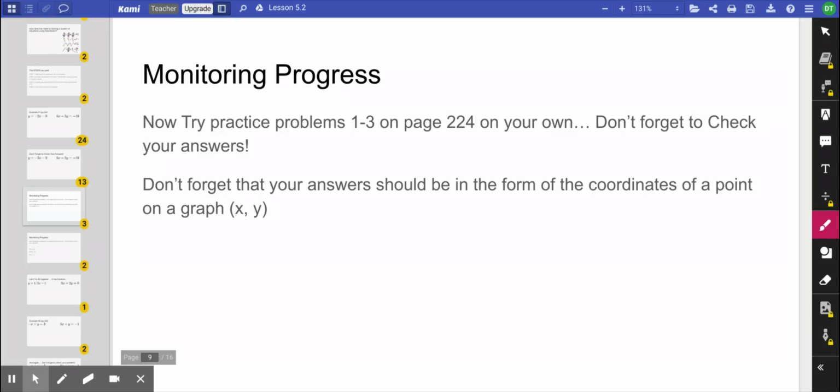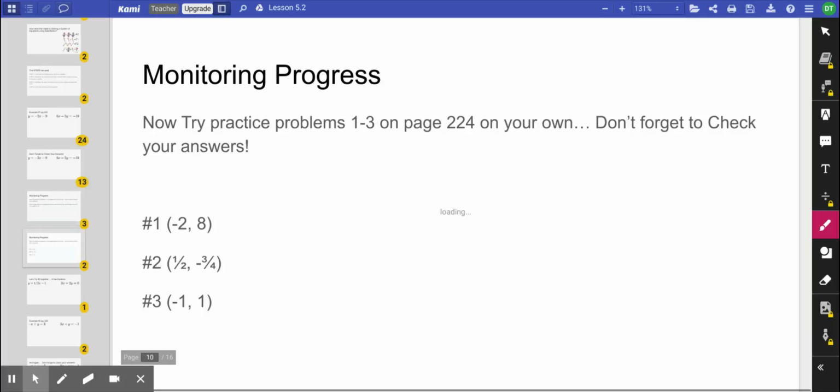All right, welcome back. I hope you took the time to do those practice problems. So what you should have gotten as a result for number 1 was negative 2 comma 8. So x is negative 2, y is 8. For number 2, you should have gotten x is 1/2 and y is negative 3/4. And for number 3, you should have gotten negative 1 for x and 1 for y, for the coordinate negative 1 comma 1.